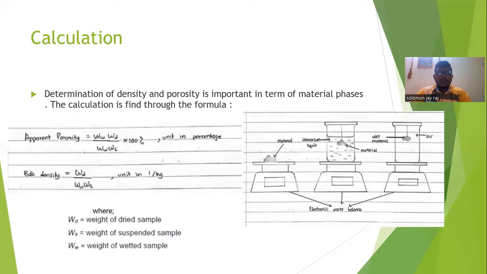Next are the calculation methods or formulas we used in this density and porosity calculation. For the porosity calculation, we used the formula of weight of dry substance minus weight of wet substance over weight of wet substance minus weight of suspended sample, times 100%, whereas the density is calculated using weight of dry substance over weight of wet substance minus suspended substance. So we can see here the drawing of the weighing using an electrical mass balance.